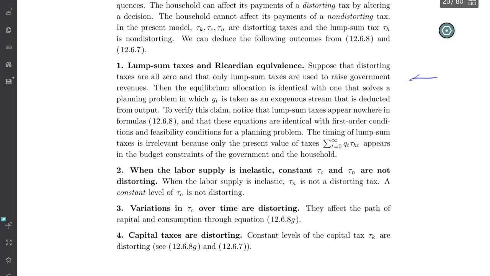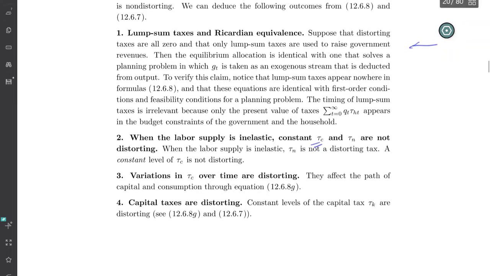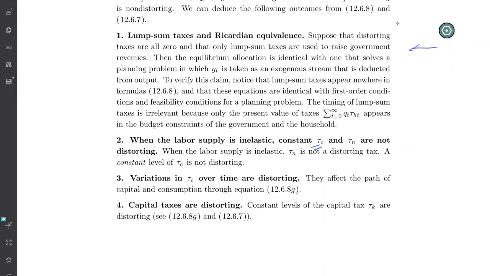When the labor supply is inelastic, a constant tau c and tau n are not distorting. So tau n is not a distorting tax ever, because we have an inelastic labor supply. But tau c will be non-distorting if it's constant. Variations over time in tau c are distorting on our definition, and capital taxes are always distorting.